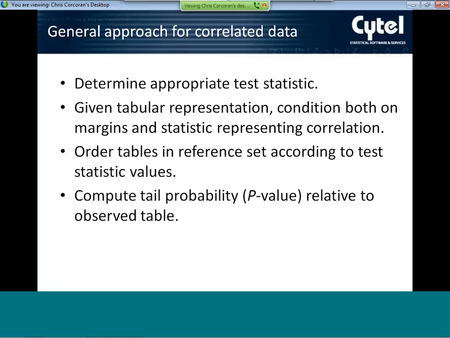So again, the way that this works is that given a particular setting or a certain study design, you determine the appropriate test statistic. Given this representation, we condition on the margins of the table and also an extra statistic that represents the correlation. Then we order the tables in this set of tables according to their values of this test statistic, and then we compute the tail probability just using this hypergeometric distribution argument.